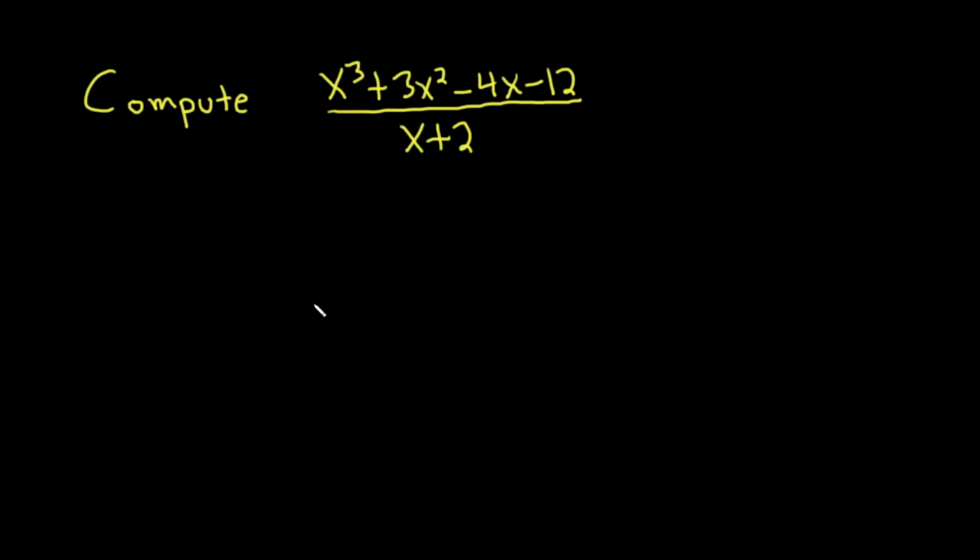Hi everyone. In this video, we are going to compute this quotient using something known as synthetic division. So we have x cubed plus 3x squared minus 4x minus 12, and it's all being divided by x plus 2. Let's go through this very, very carefully. So solution, SOL, means solution.